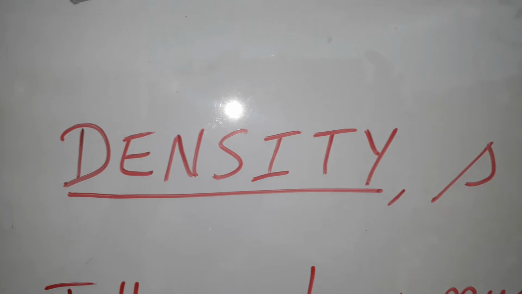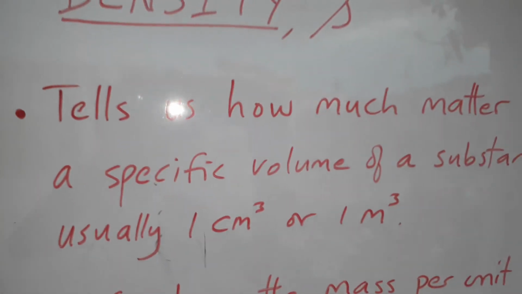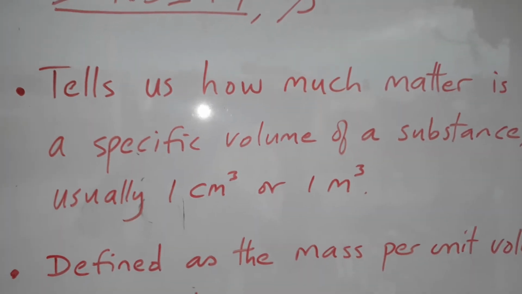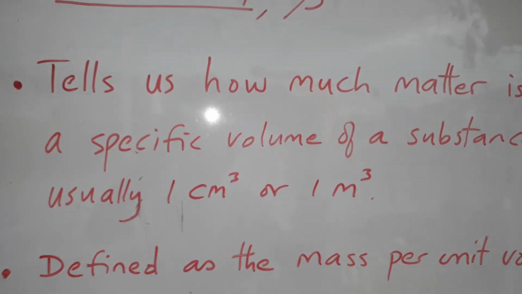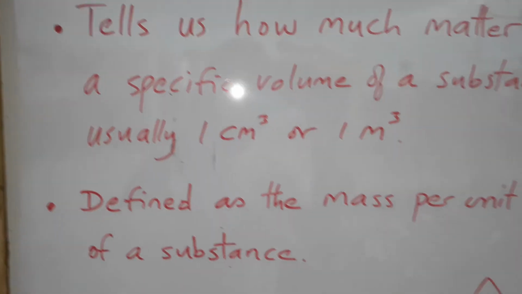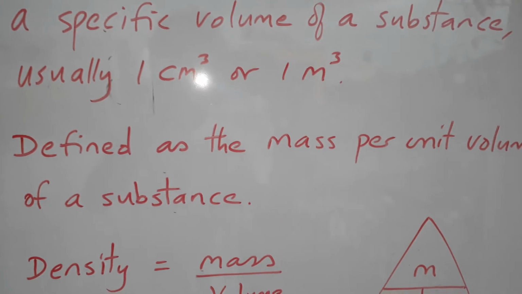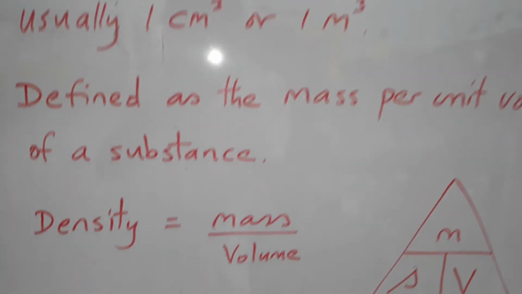Alright, so exactly what is density? Density tells us how much matter is in a specific volume of a substance, and this is usually 1 cm cube or 1 meter cube. The definition of density in science, we define it as the mass per unit volume of a substance.